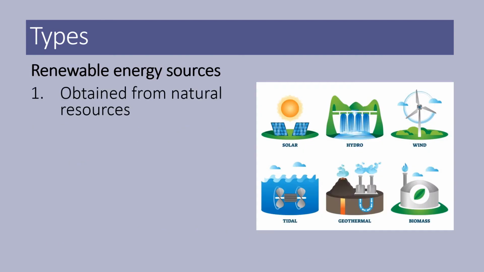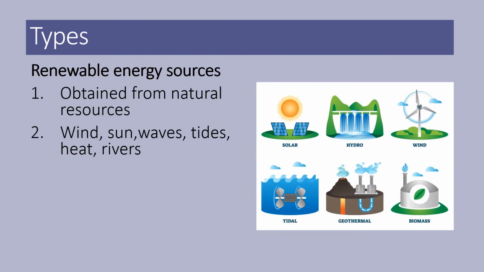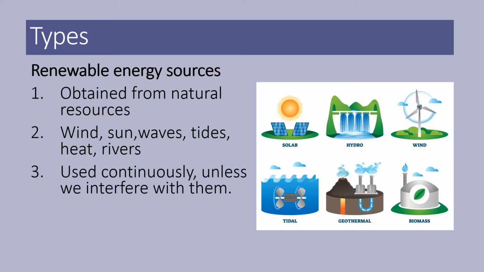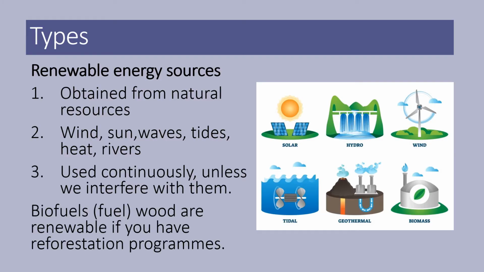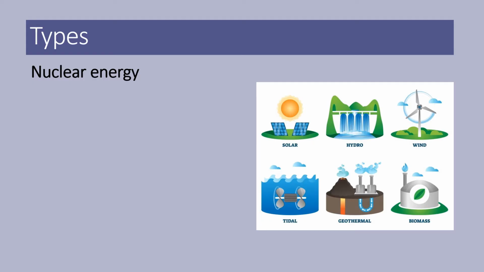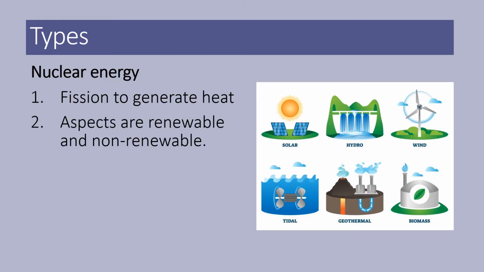Renewable energy resources are obtained from natural resources, so wind, sun, waves, tides, heat, and rivers, used continuously unless we interfere with them. Biofuels you can count as renewable if you have reforestation programs. Nuclear energy has two types, fission and fusion. We currently use fission to generate heat. We're splitting the atom, which generates vast amounts of heat. Aspects are renewable and non-renewable.